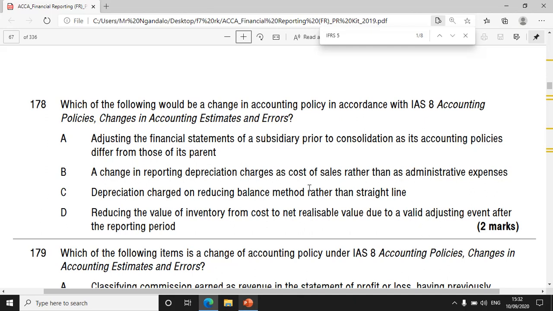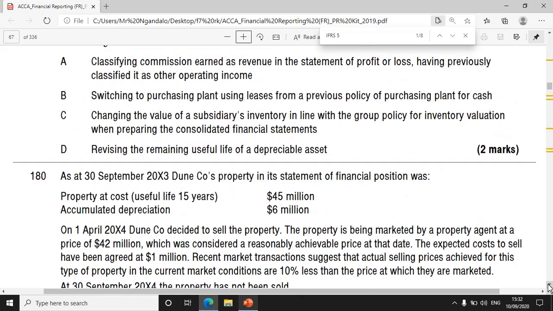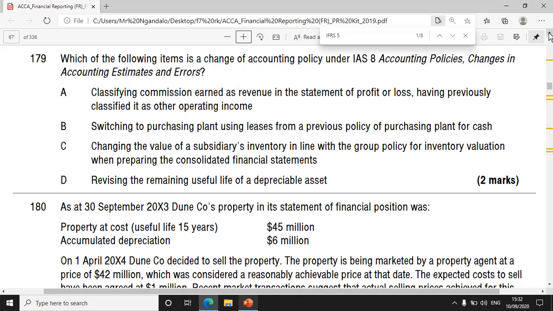All right, and then C says depreciation charged on reducing balance method rather than straight line. I think that is an estimate. Then reducing the value of inventory from cost to net realizable value, that falls under IAS 2. Okay, so the best option is B. Please, let's make comparison with what I've sent you on the revision kit.